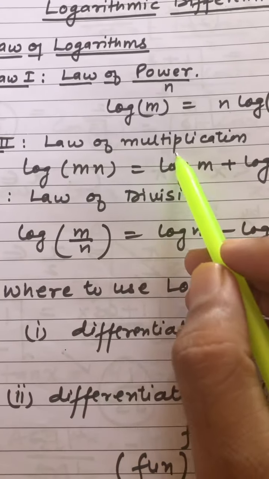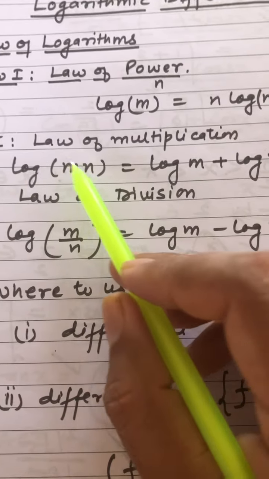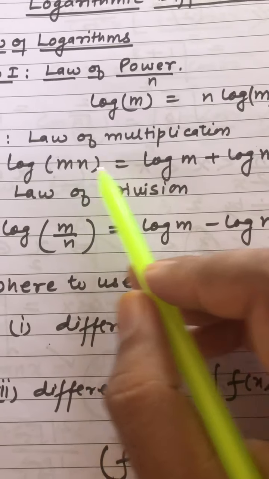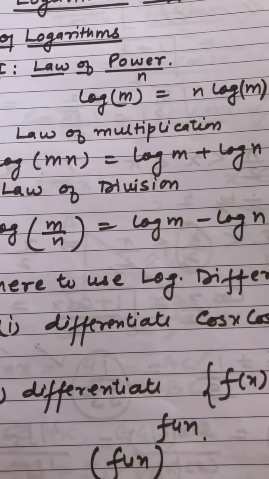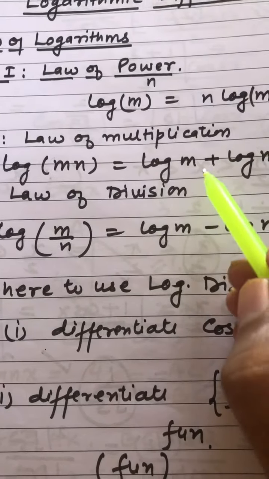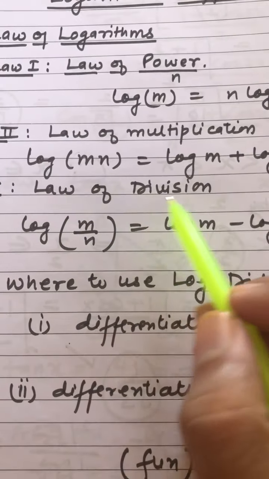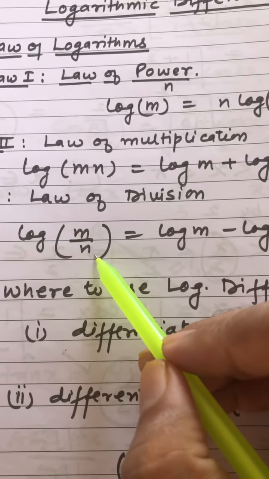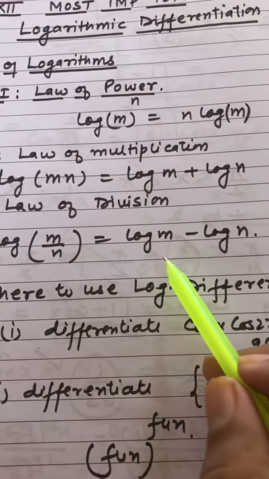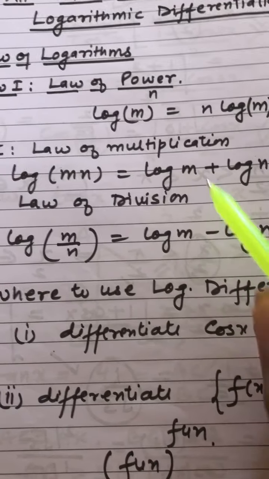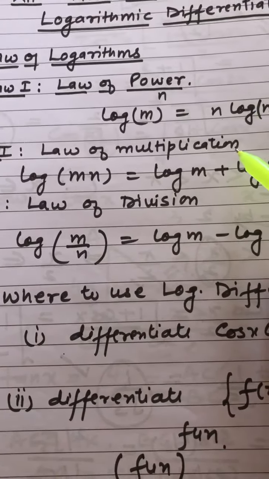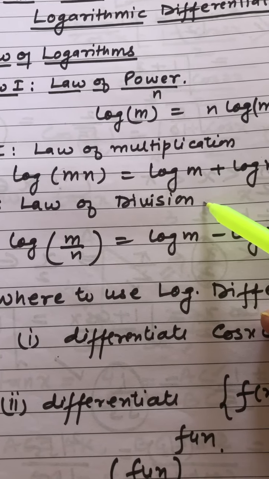Second is the law of multiplication. Log mn, if you are in product, log mn can be written as log m plus log n. In multiplication, we have a positive sign. Third is the law of division. Log m upon n can be written as log m minus log n. So these are the three laws: law of power, law of multiplication, law of division.